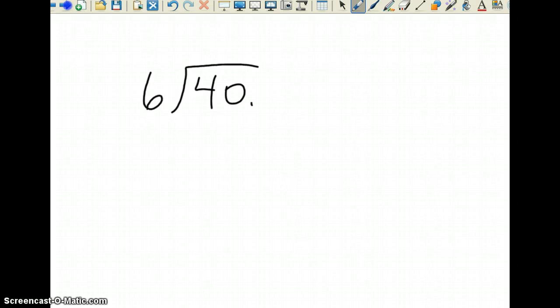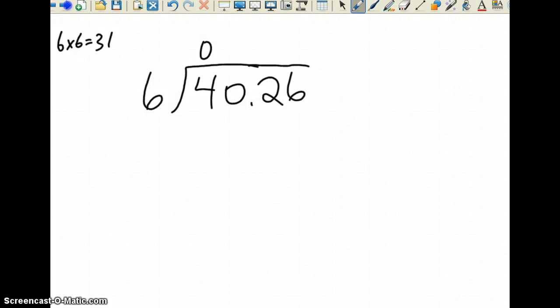Moving on. We're going to do some division. And I'm going to put the questions in here. The first question I'm going to use is how many times does 6 go into 40.26? So we start with how many times does 6 go into 4? And 6 can't go into 4, so I put a 0 there. But how many times does 6 go into 40? Well, I know that 6 times 6 equals 36. So it goes in 6 times.